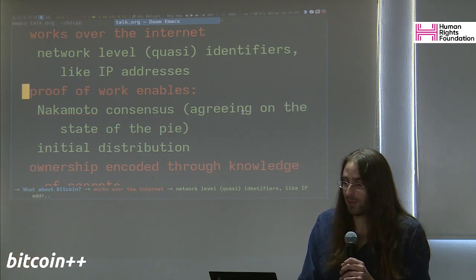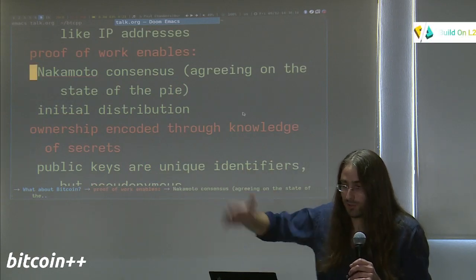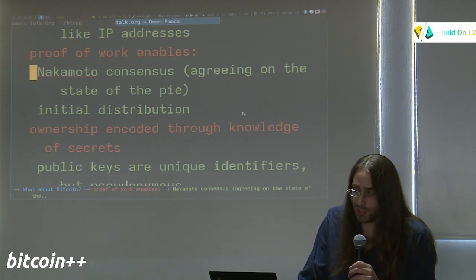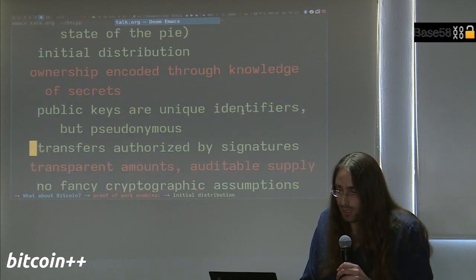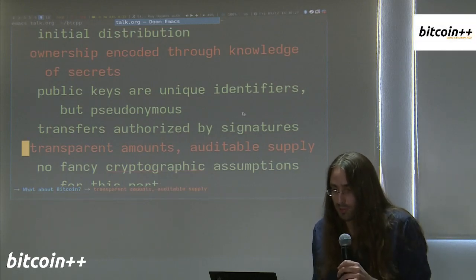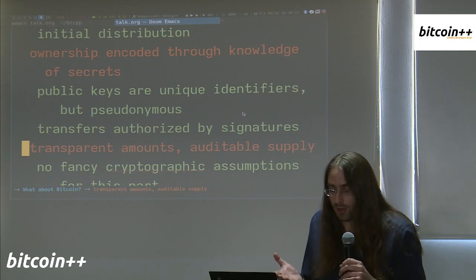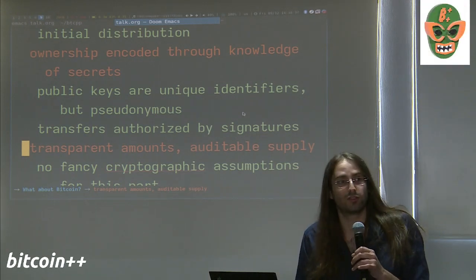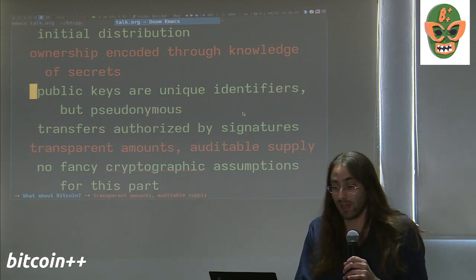Temporal fingerprints could also be characterized as quasi identifiers, like is this an entity that is known to use the network at certain times? The state of the pie, how we transition, is achieved through proof of work and Nakamoto consensus. And proof of work is also responsible for the initial distribution. We encode ownership through zero knowledge proofs, signatures, that although they don't reveal the private key, that is the only sense in which they are zero knowledge. The public key is still associated with those signatures, and that's merely pseudonymous.